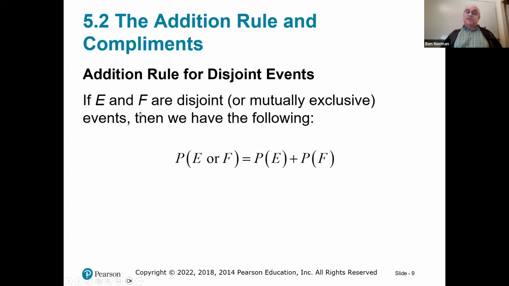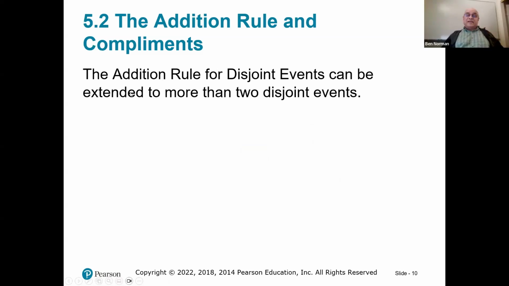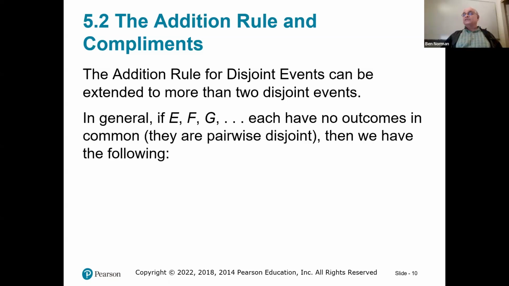The addition rule for disjoint events is that if E and F are disjoint or mutually exclusive events, we have the following: P of E or F is equal to P of E plus P of F. The addition rule for disjoint events can be extended to more than just 2 disjoint events. In general, if E, F, G, H, I, J, K, L, M, N, O, P, etc., have no events in common, that is, they are pairwise disjoint, then we have the following.